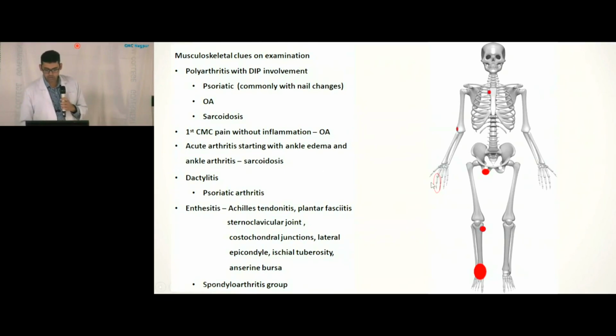If you can see it all over here, it is called dactylitis, the entire digital involvement. This is the costochondritis. Again, this is the enthesitis which is there. And the foot involvement in the patients with sarcoidosis.